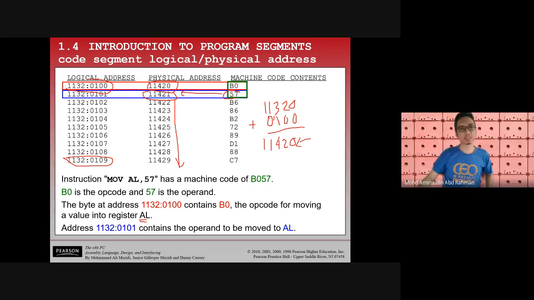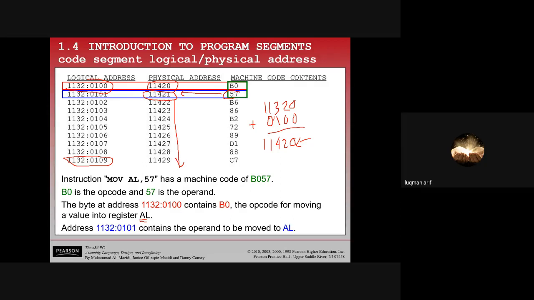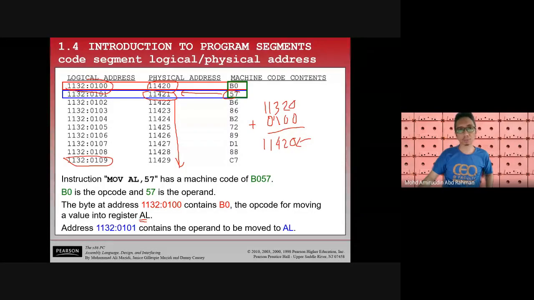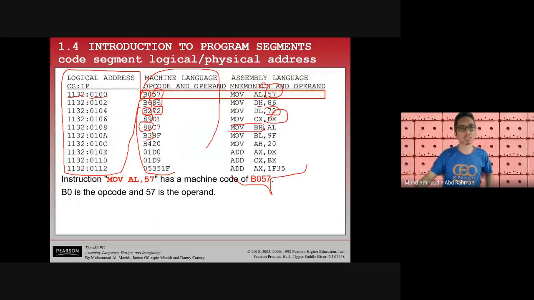Okay, Doctor. Yes, do you have any question? For this one that we learn right now, it is combined, as we saw before, B057, right? But for this one it is executed one by one. Yes, it is executed one by one. So usually the instruction first gives you the opcode and then is followed by the operand. Opcode and operand.